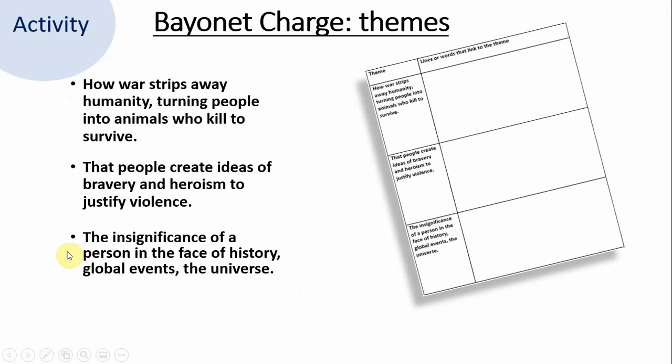The idea that in that cold clockwork of nations, when politics and war and generals and politicians are plotting and planning, the average person has very little effect over what's going to happen to their life. So these are big universal themes. And in this table, what I would like you to do is find quotations, lines or words from the poem that link to that theme, that you think, yeah, that speaks about this particular idea.